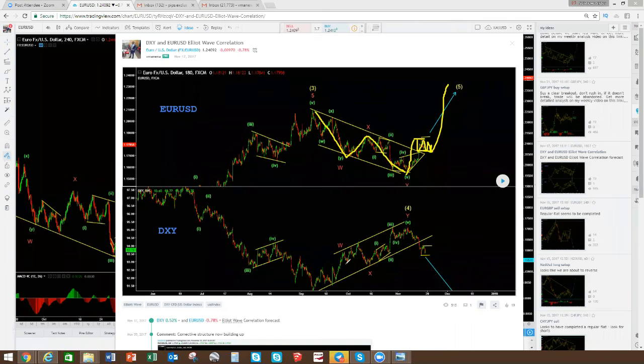DXY similar, you can see 1, and do that, draw it clearly. You can see we've got 1, we've got 2, we've got 3, and then we're waiting for this to break to the upside. As you can see there, we had the correction and then it broke to the downside. Obviously, DXY and EURUSD are inversely correlated.